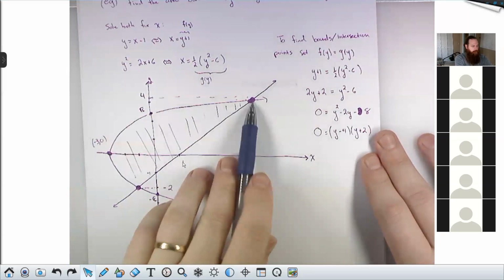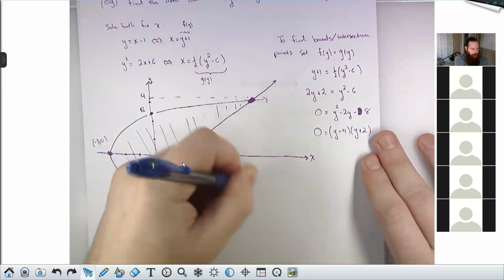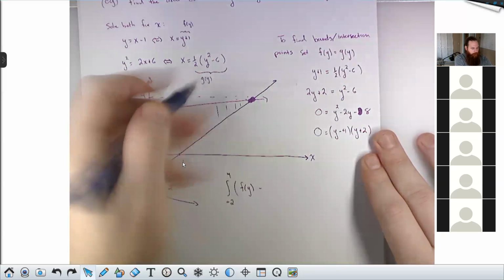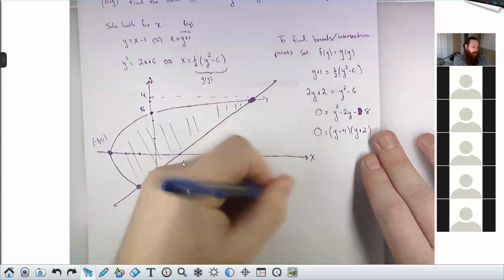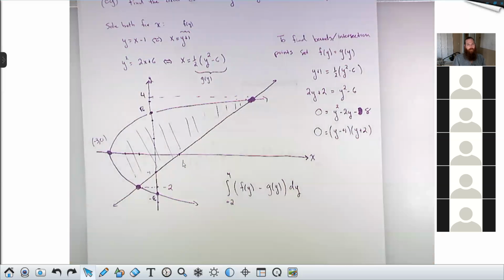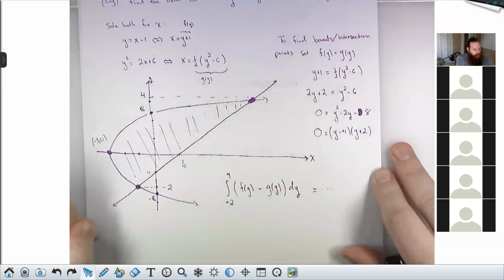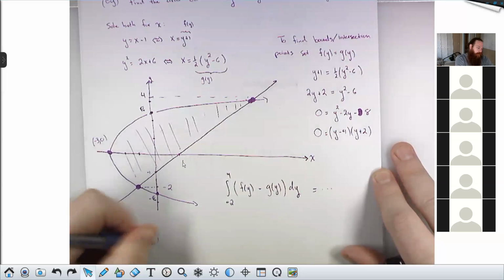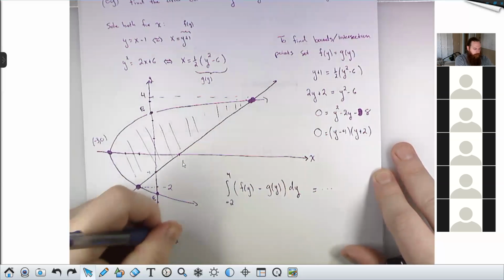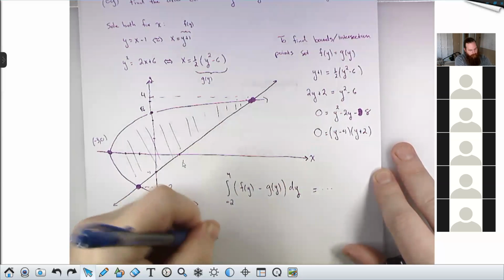And I'll integrate the rightmost function, which is the one we've been calling f, minus the leftmost function, which is the one we've been calling g. And the integral is done dy. F of y is y plus 1. So that's the integral from -2 to 4 of y plus 1 minus 1/2 y squared minus 6 dy.